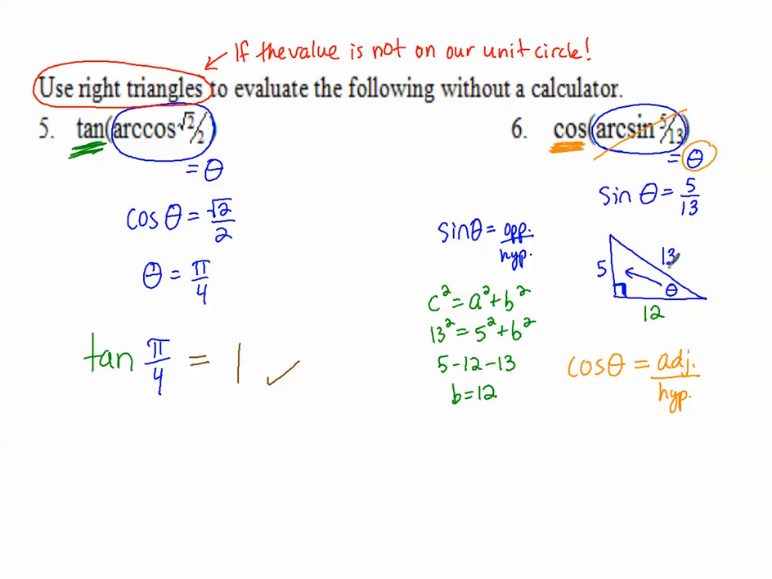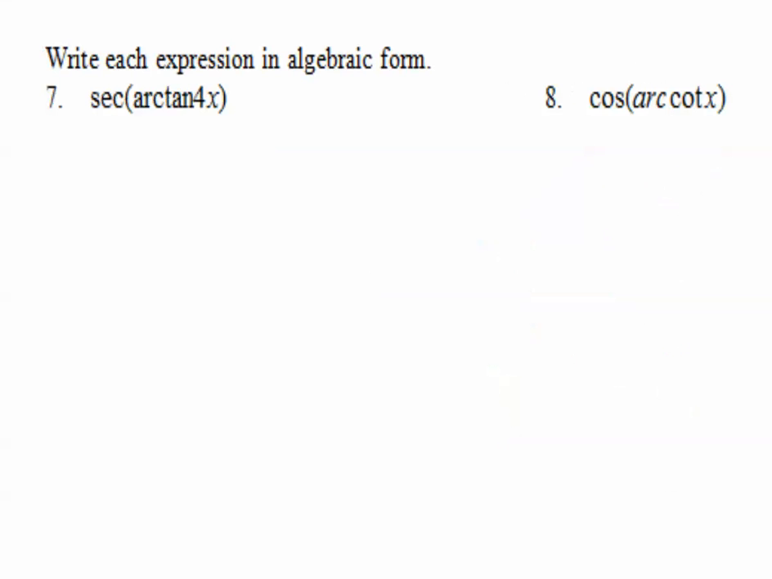Let's look at a couple other examples that are going to be useful to you as we get into the derivatives. Write each expression in algebraic form. What does that mean? That means it has no trig functions in it. No trig functions, just algebraic numbers and letters. We can do that using triangles. Just like we did evaluating it, we are going to call this stuff, the arctangent, an angle theta. So this is basically saying the tangent of what angle equals 4x.